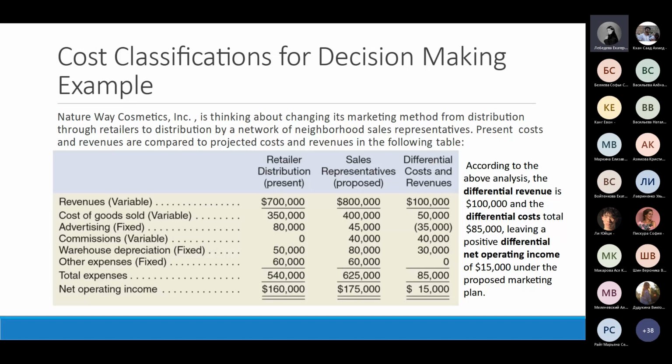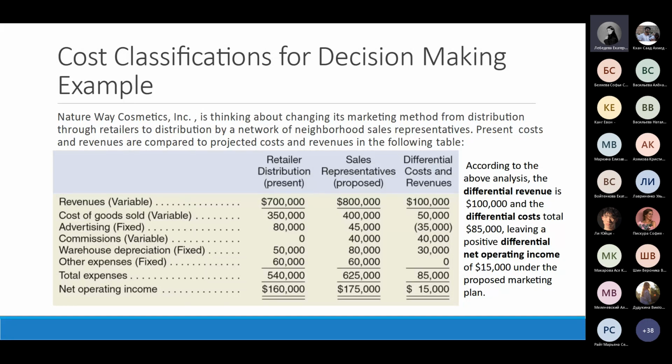One more example of how to use cost classifications for decision making. You can see this Nature Way cosmetic firm, which is thinking about its marketing methods, from distribution through retailers to distribution by a network of neighborhood sales representatives. So they decide between two potential opportunities. They have calculated potential revenues, cost of goods sold, and different types of costs from retailer distribution and from representatives, and to calculate the differential cost.